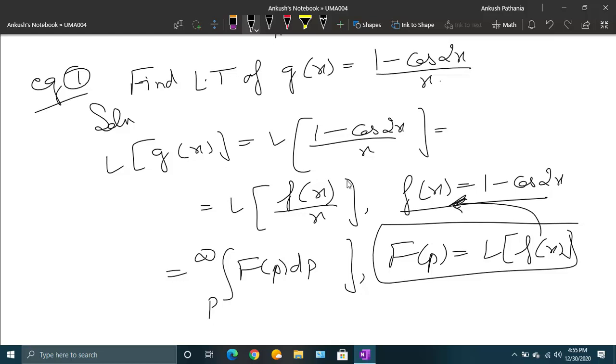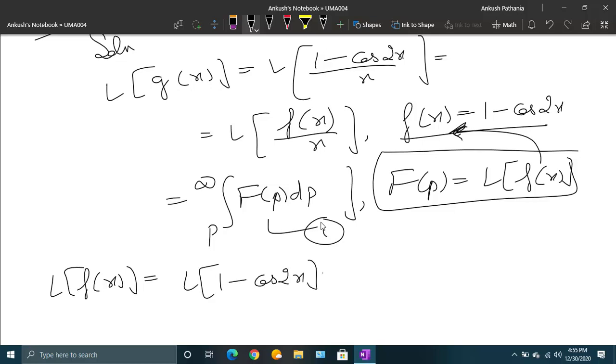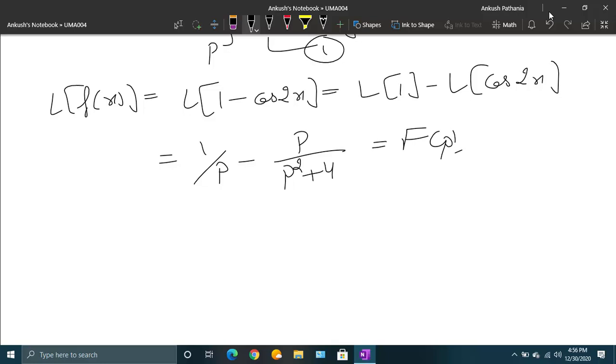So what I need to do again is find the Laplace of fx. So let us find the Laplace of fx. Say this is equation 1. Laplace of 1 minus cos 2x comes out to be 1 upon p minus p upon p square plus 4. Now after this one, you got your Fp. This is your Fp that you got.